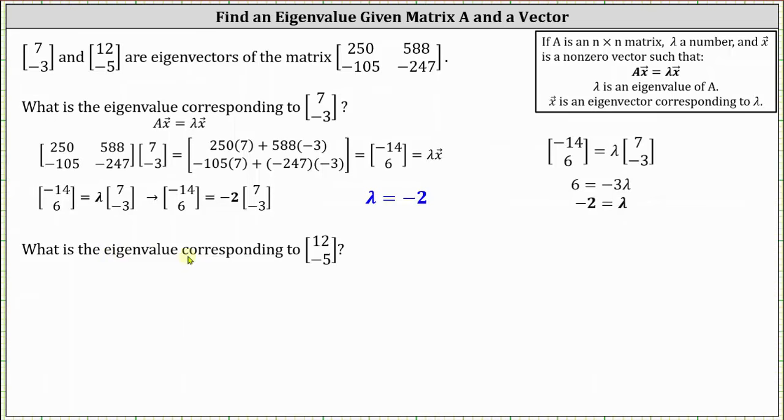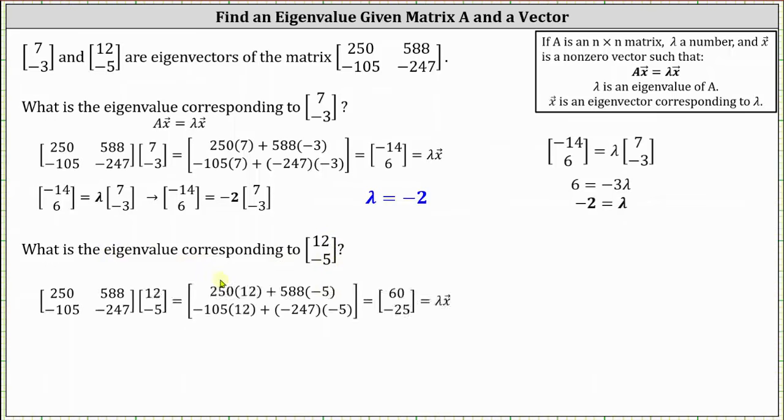To find the eigenvalue corresponding to the eigenvector (12, -5), we will follow the same process. We first determine matrix A times vector x, which again I've already done to save time. This results in the vector (60, -25), which is equal to lambda times vector x.